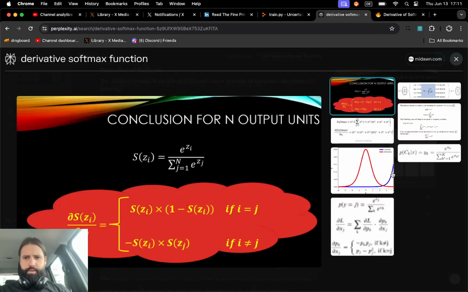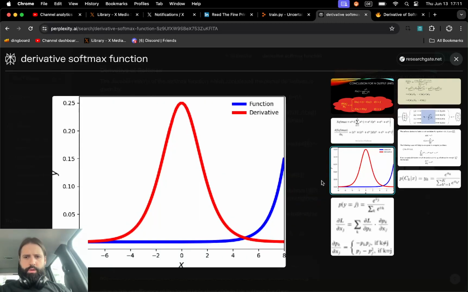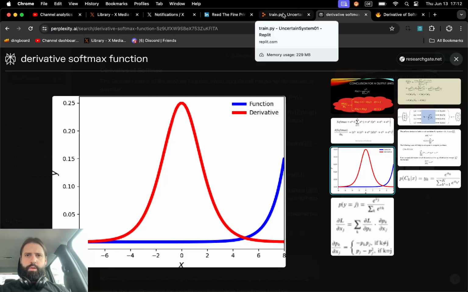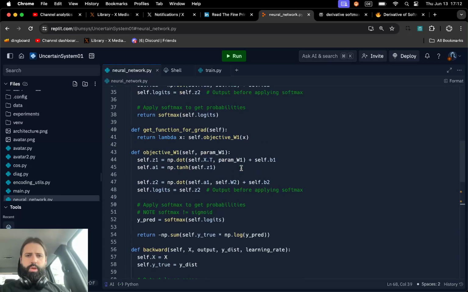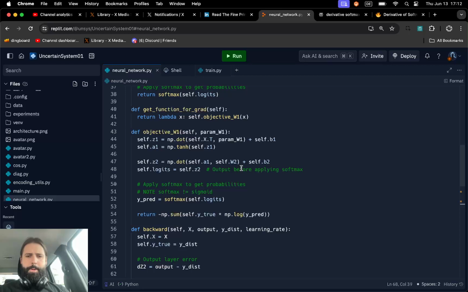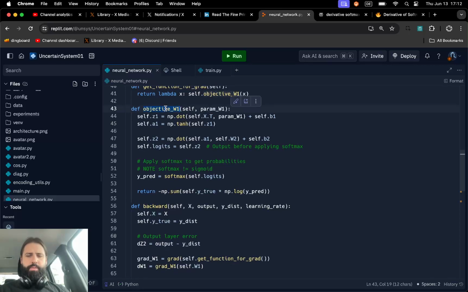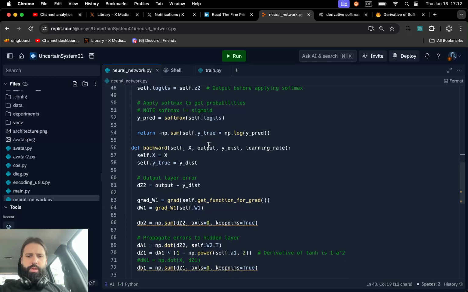The derivative. Okay, is that so? I mean, this is for sure. The derivative is like this. This means, well, okay, it kind of makes sense, right? It would make sense. I could try this, because we can plot this. Objective W1, we can actually plot this, right?